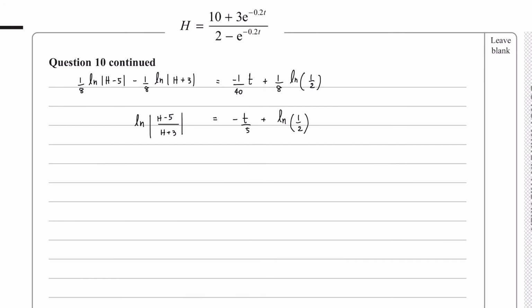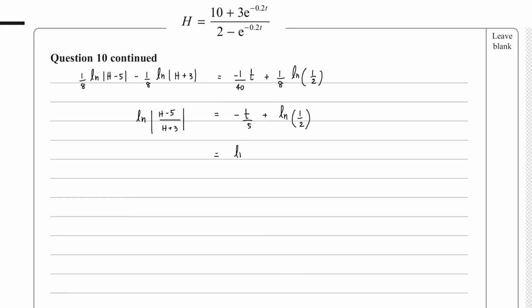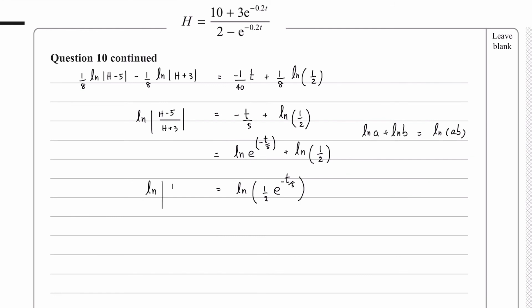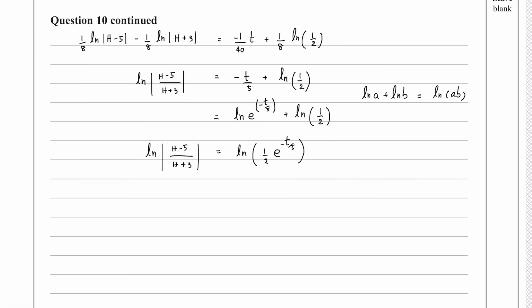Now we can rearrange the right hand side into a single ln term by making this term be ln e to the power of negative t over 5, plus ln 1/2. And we can use this formula, ln a plus ln b equals ln ab. You can apply this formula here. It will be ln of 1/2 e to the power of negative t over 5 equals ln of (h minus 5) divided by (h plus 3). So now we have ln on the left and a single ln on the right hand side. We can conclude that (h minus 5) over (h plus 3) equals 1/2 e to the power of minus t over 5, like this.